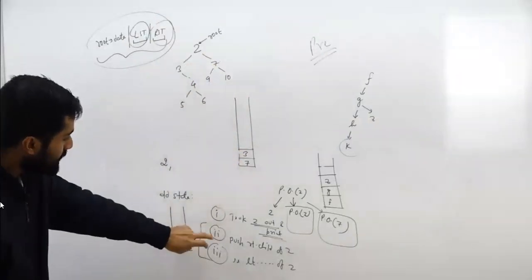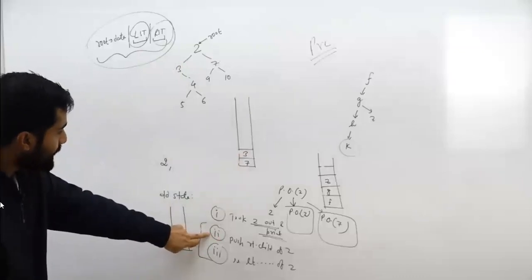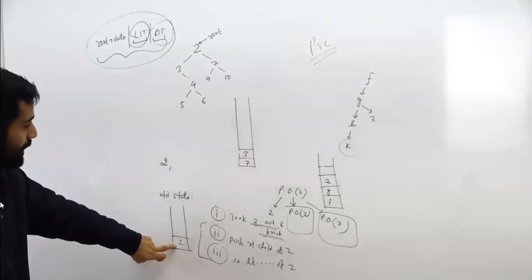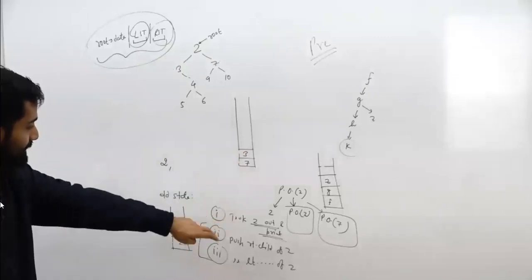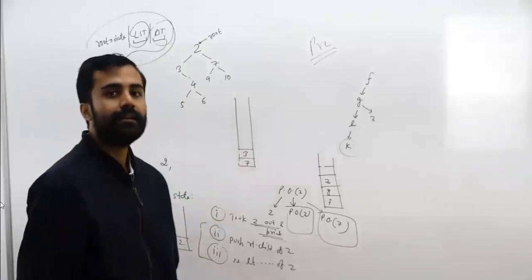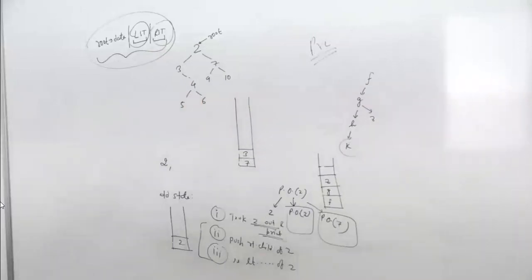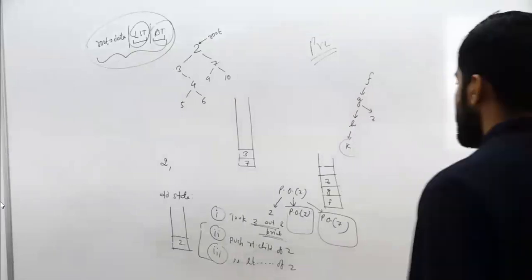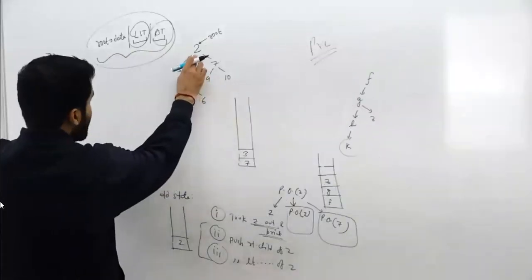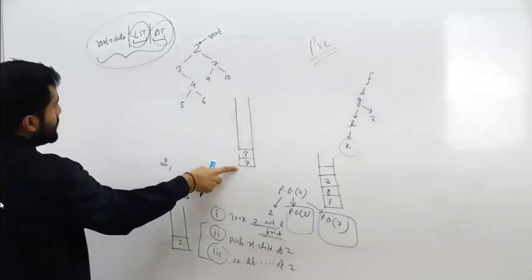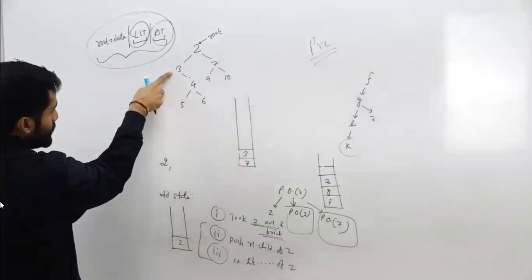So I have written the second step: after printing the topmost node, it will be to push the right child, and then the next step will be to push the left child. Is that making sense to all? Yes or no? Correct? And you can go on repeating this process. So you printed this 2. After printing this 2, you pushed the right child of 2, which is 7, and then you pushed the left child of 2, which is 3.